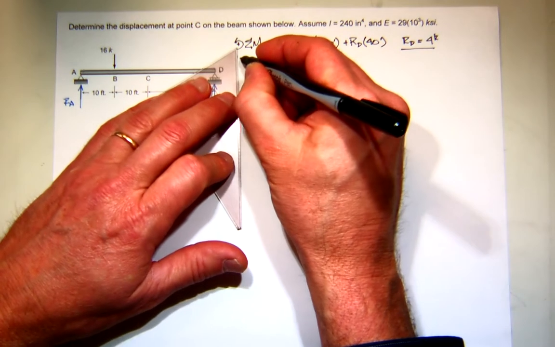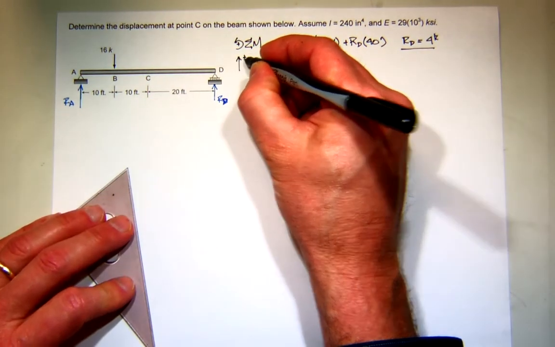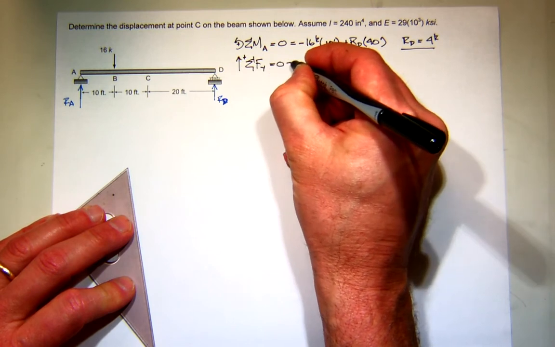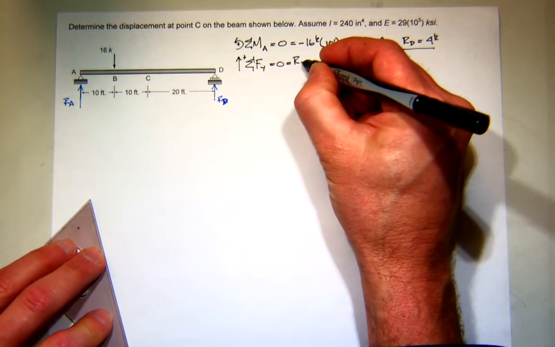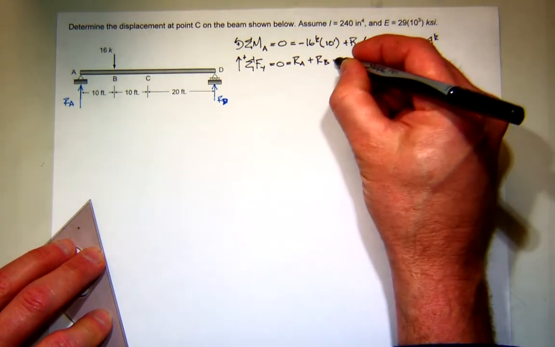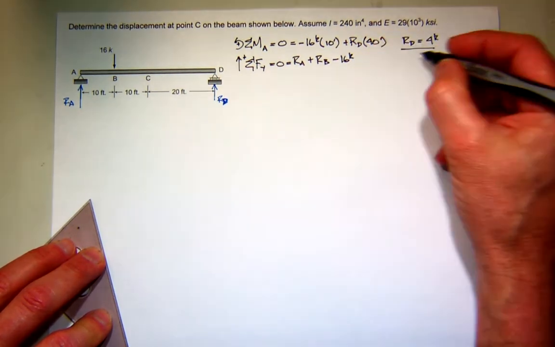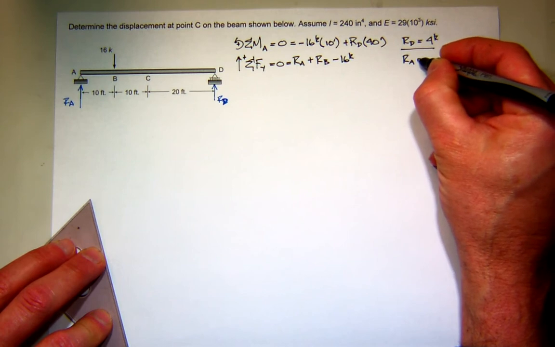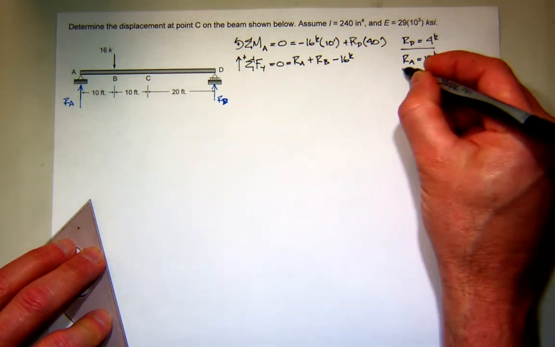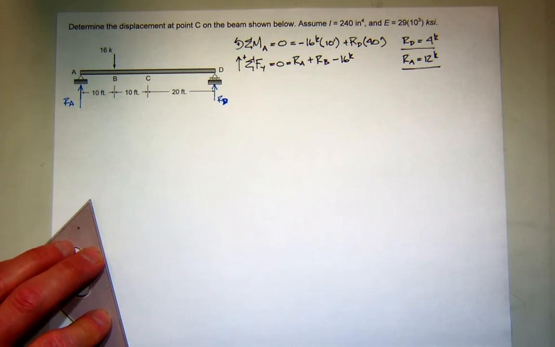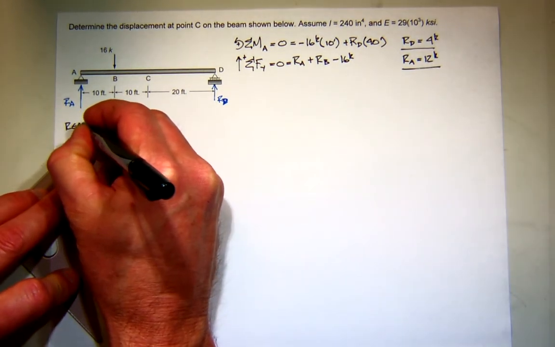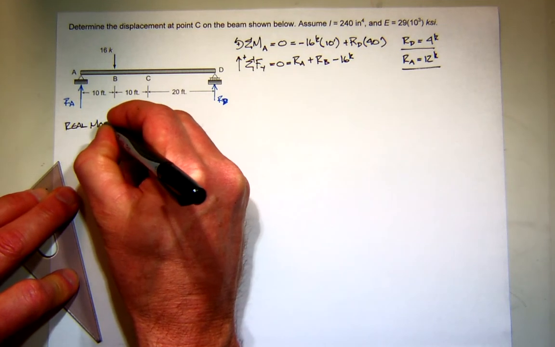And then we can sum forces in the y direction. We'll have my reaction at A plus the reaction at D, and then of course the applied load, 16. So it looks like the reaction at A is equal to 12. Does that look okay? Okay, so let's find our real moments, is what I'll call them.